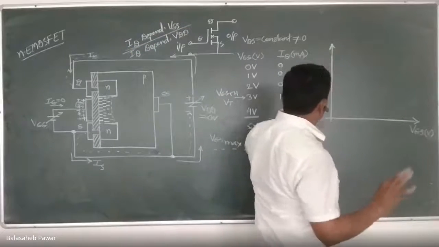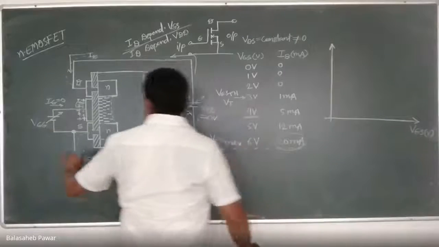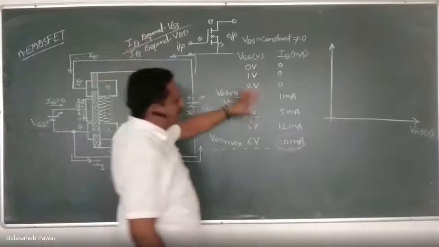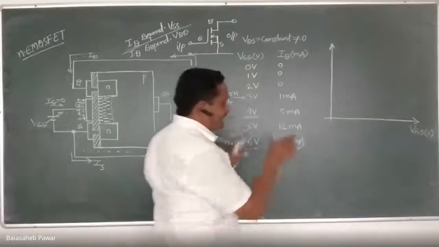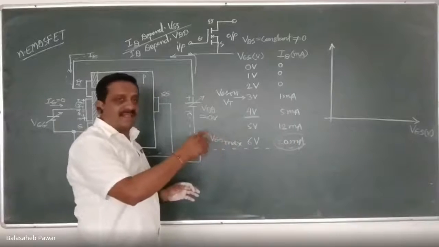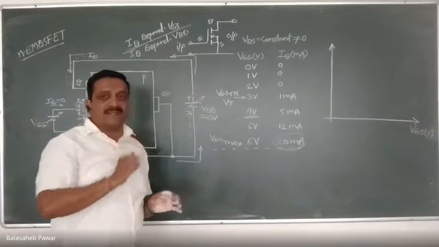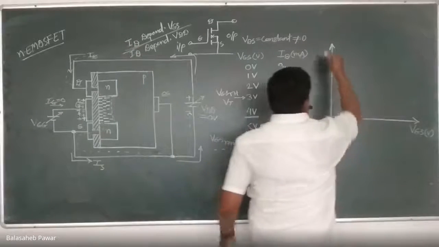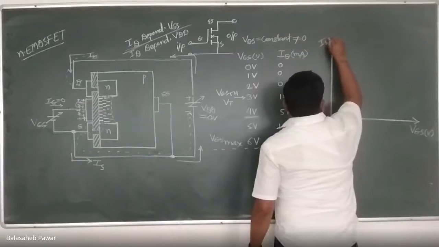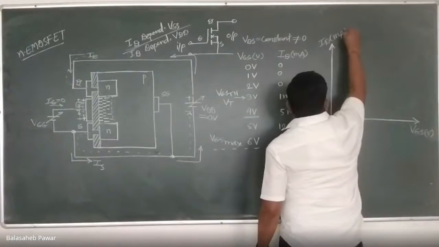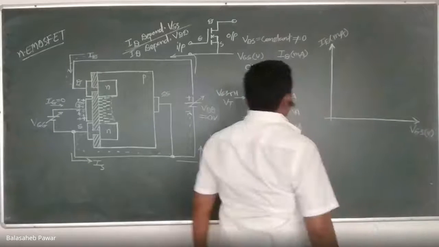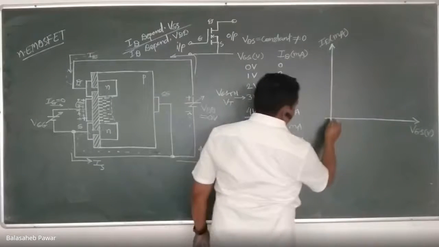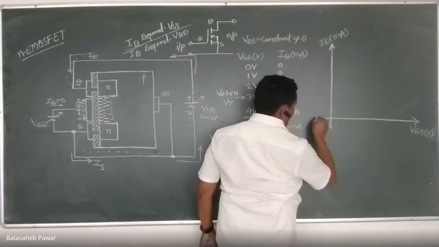Okay. So see, we have to plot whatever we discussed. On the x-axis we will take the independent parameter, and on the y-axis I will take the dependent parameter, right? So the dependent parameter is ID. I will take it on the y-axis, that is ID in milliamps, right? Now, if I apply VGS equal to 0 volts, how much is the value of ID?